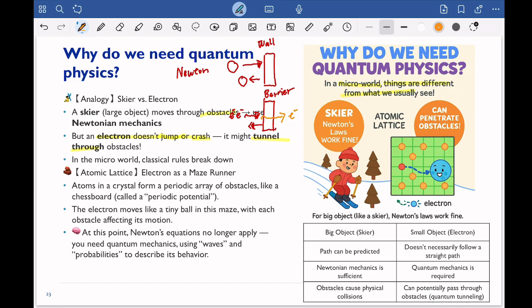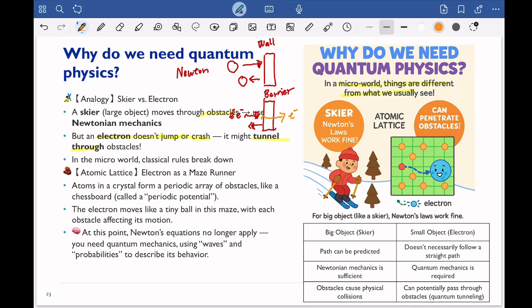Because if we keep using Newtonian physics, we won't be able to explain everything we found in the semiconductor world, in the micro world. That's why we have to introduce quantum physics here. You can imagine the electron is like a mouse runner in a maze. The atoms in the crystal form a periodic array, and the electron moves like a tiny ball in this maze, which influences it as well.